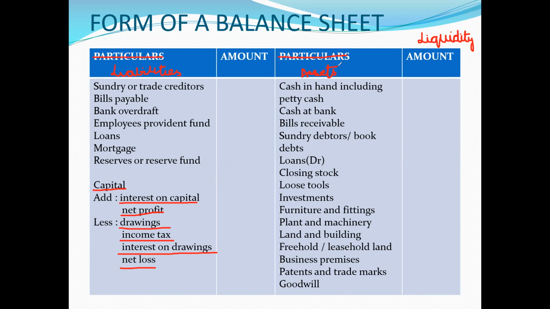Fine. So current assets में cash in hand, including petty cash, cash at bank, bills receivable, sundry debtors, then loans, debit balance and closing stock, loose tools. Now see, we are now moving towards the fixed assets: investments, furniture and fittings, plant and machinery, land and building, freehold and leasehold land, business premises, patents and trademarks, and goodwill, that is an intangible asset.